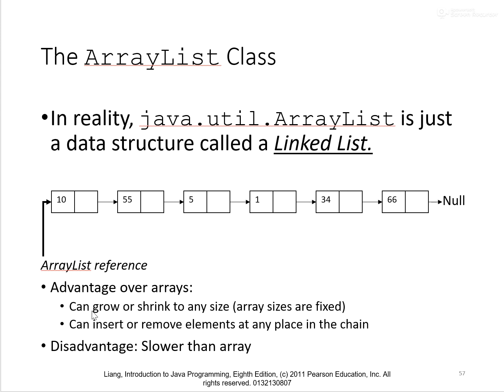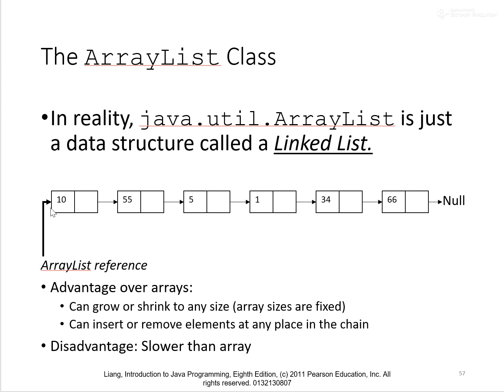First of all, the advantage of a linked list over an array, that's what we should compare this to, is that the size of a linked list will grow and shrink to any size that you need, as long as you have enough memory on your computer. Whereas, again, the size of an array remains fixed. And you can insert or remove elements at any place in that linked list. So you can think of a linked list as a chain of elements.